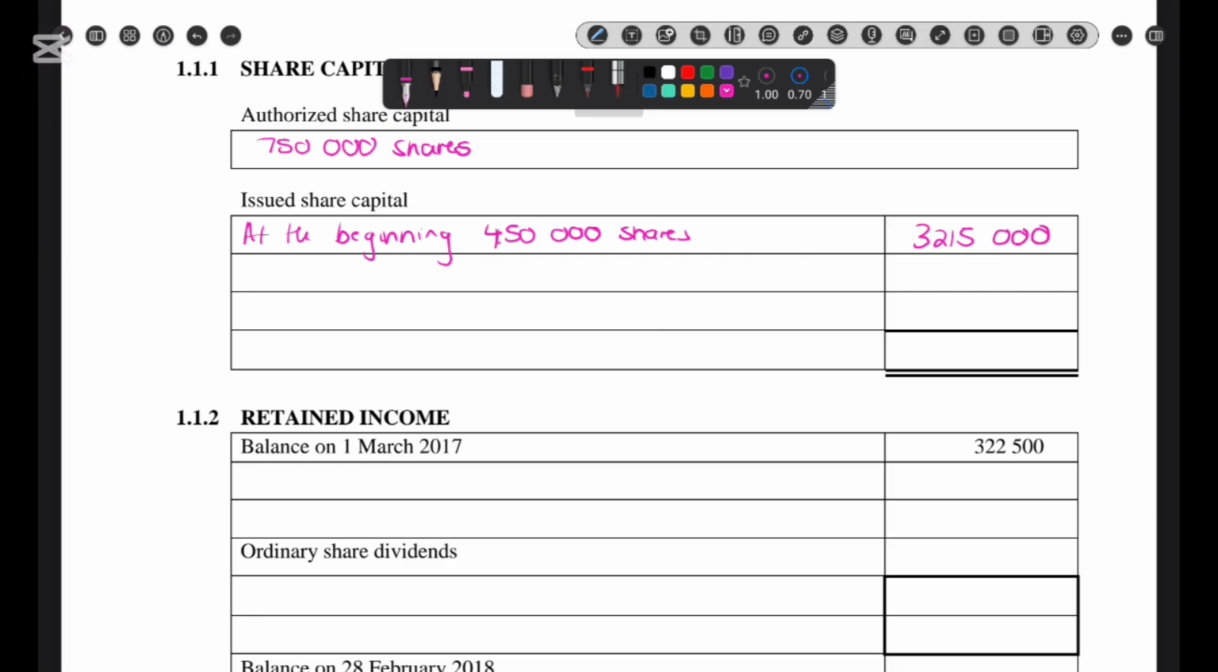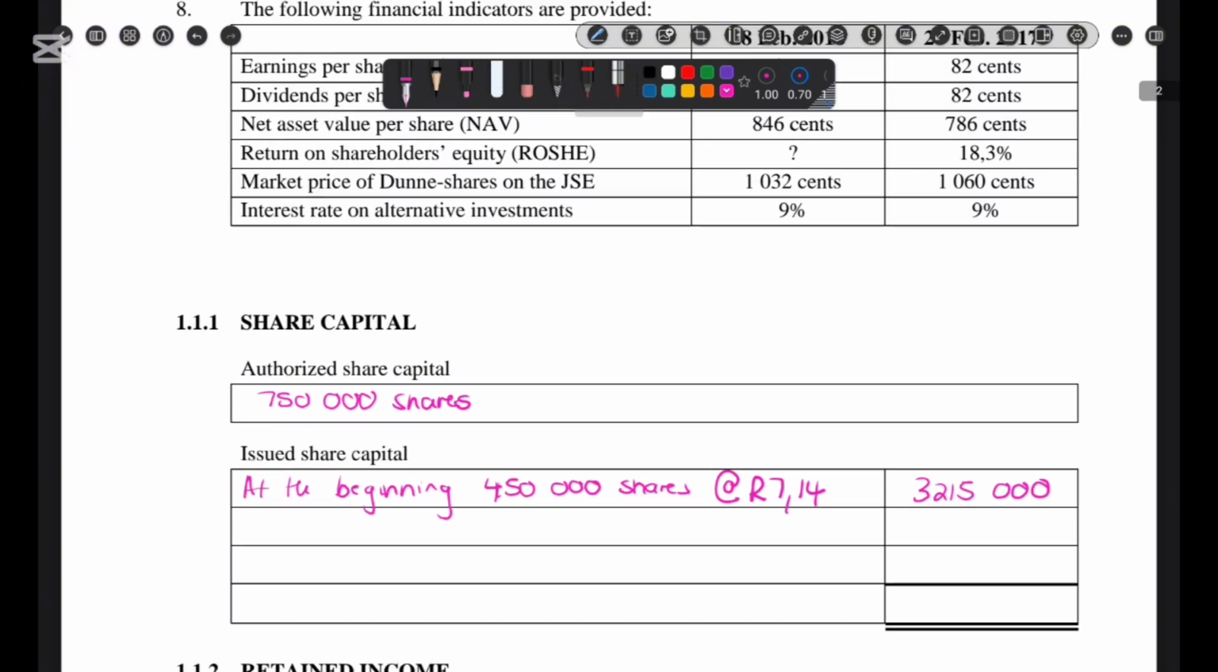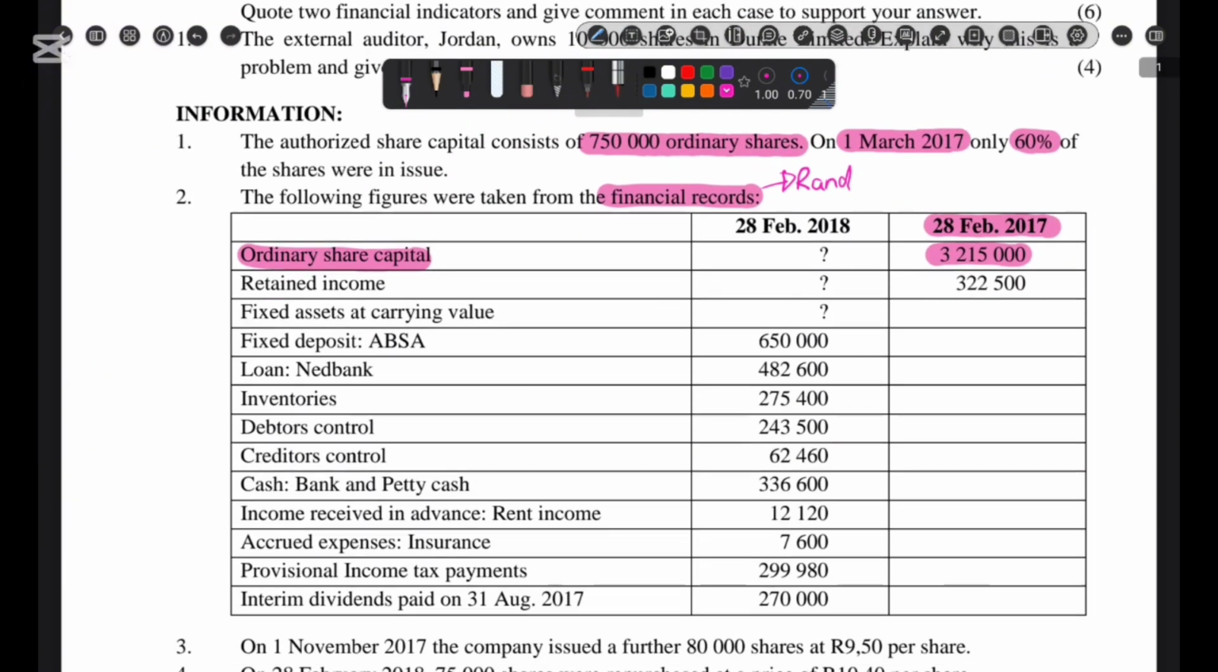Then to find how much each share was, I'm going to take the 3,215,000 divided by the 450,000 shares, and that will give me 7 rand 14 cents per share, right? So that's how much I charged per share for the shares that I issued at the beginning of the year.